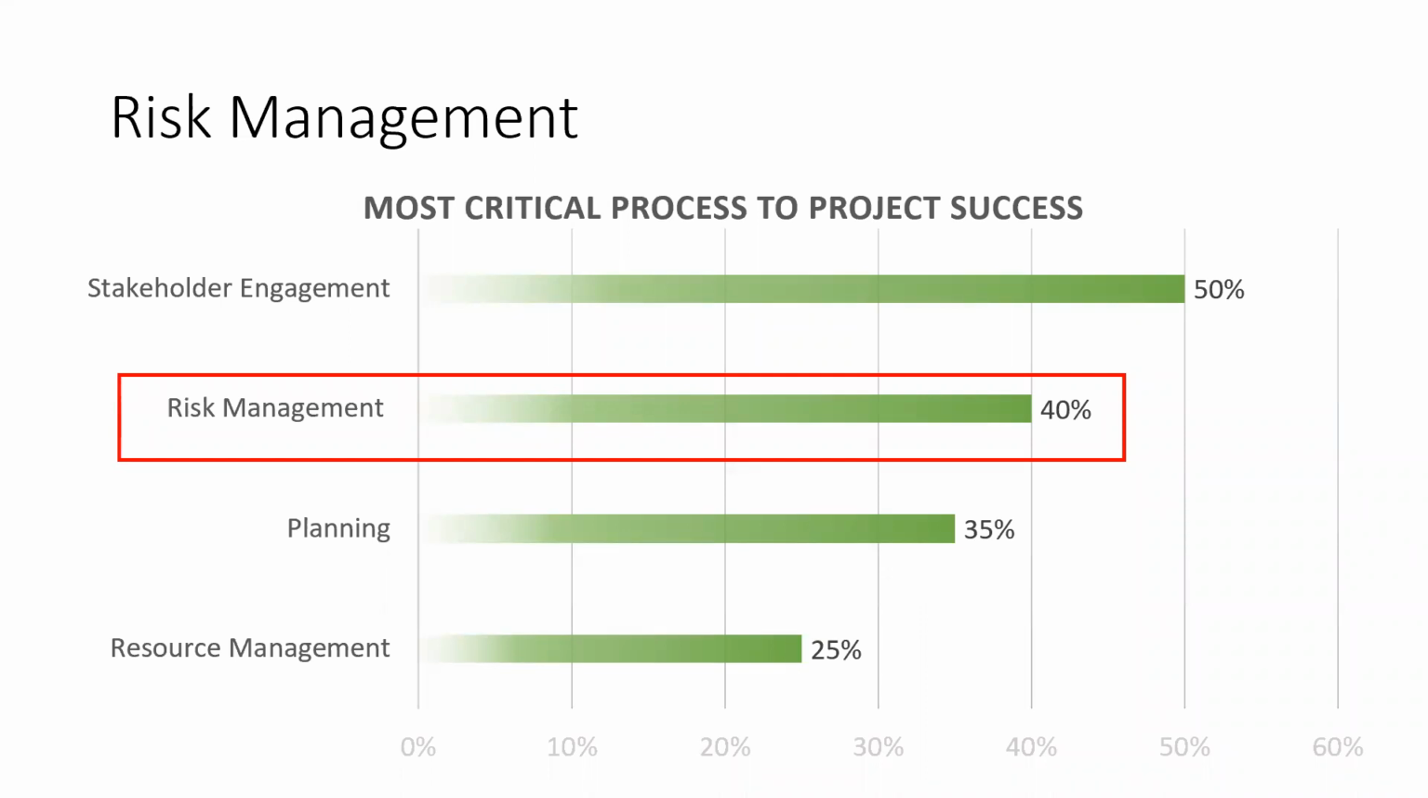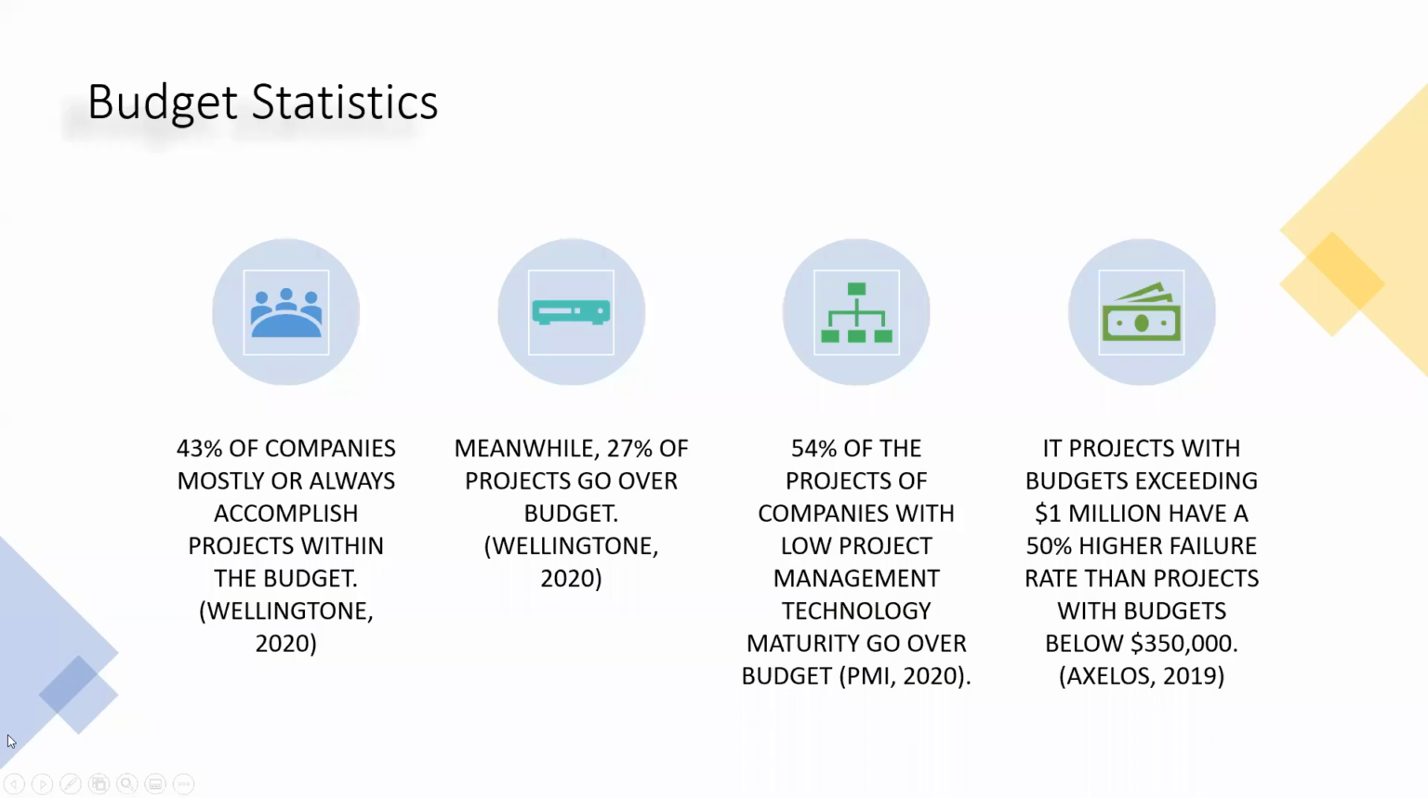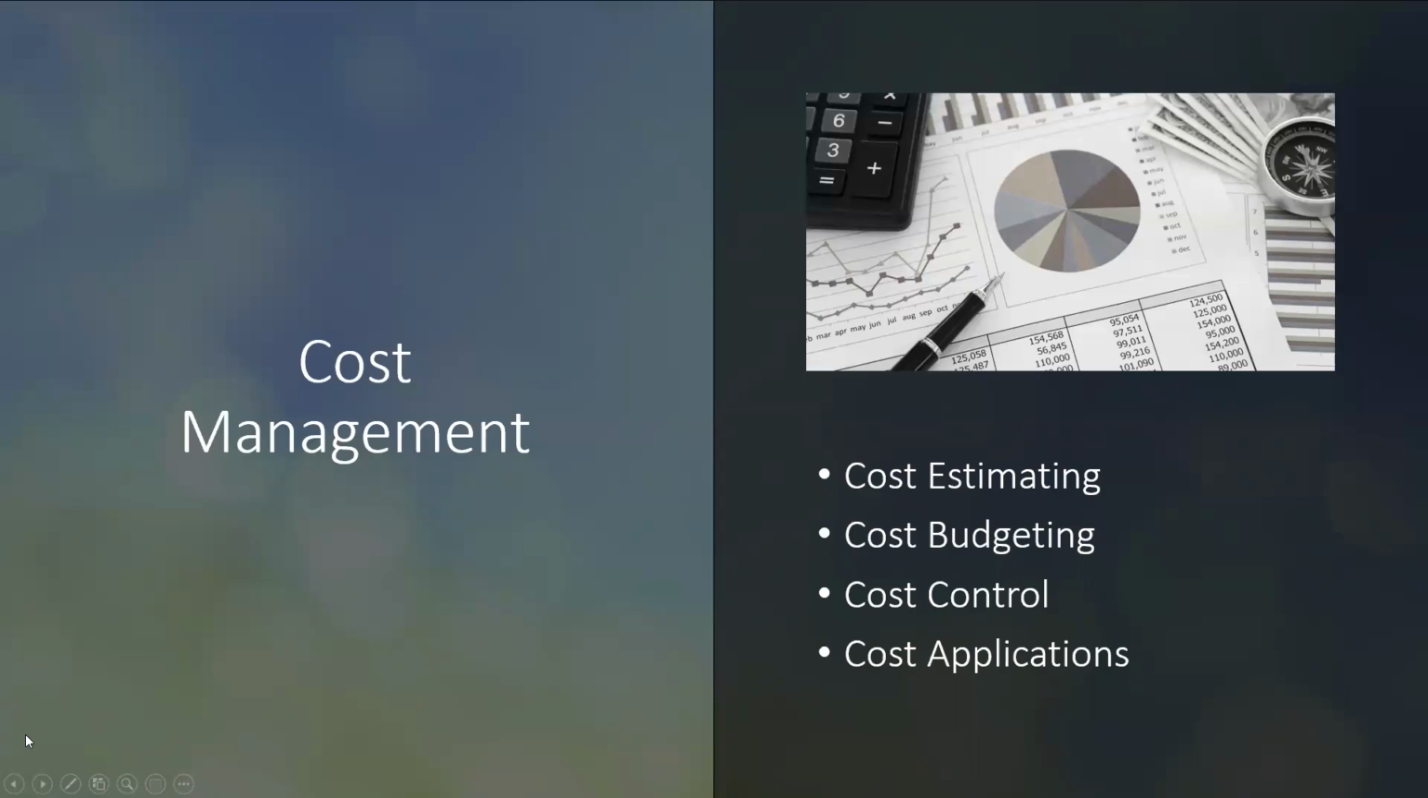And this is just some stats that I found online, showing the most critical processes to project success. They had risk management at 40%, falling in second place behind stakeholder engagement, which we just discussed previously. And so now, I'm sorry, why do you think risk management is at 40%?